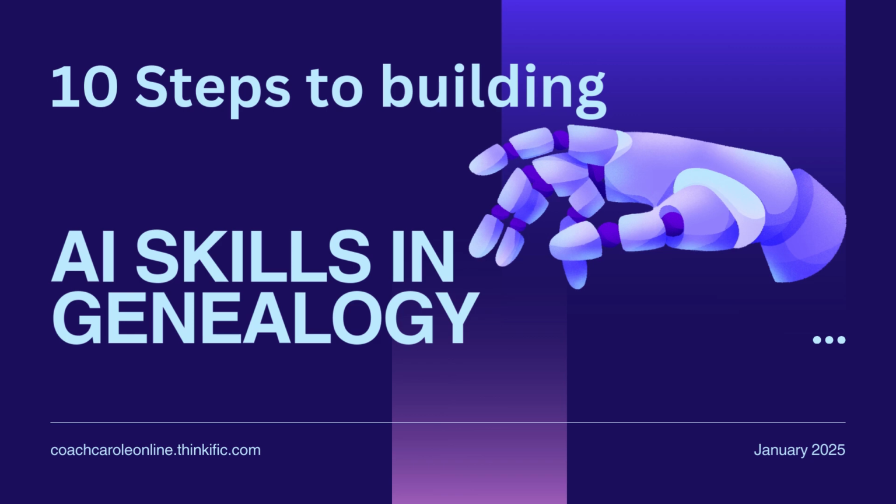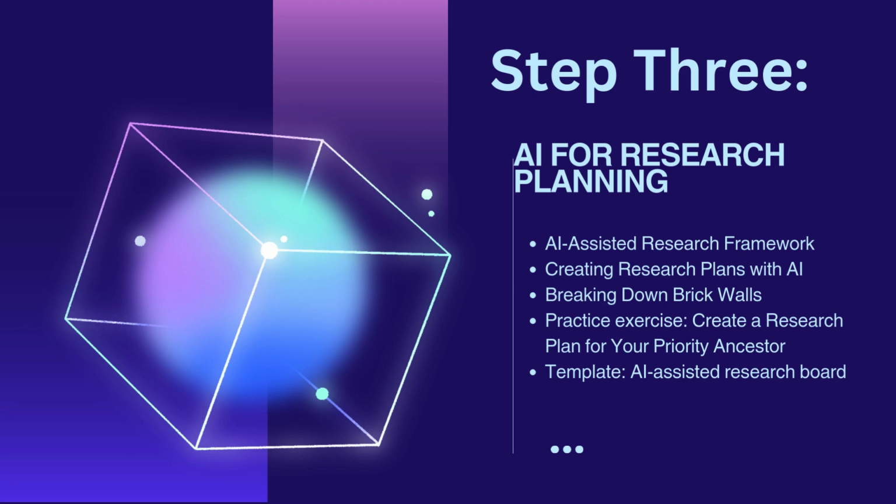Today I'm focusing on how AI can help you with your research planning. We're going on a journey on how to use AI effectively for your research planning to help reveal your hidden ancestors or to compile a scheduled ancestral trail for your family group discovery. In step 3, we'll focus on how to use your AI tools effectively for this research planning.